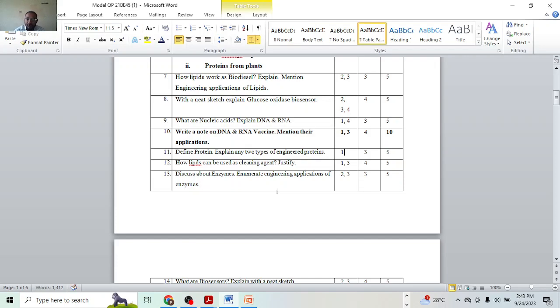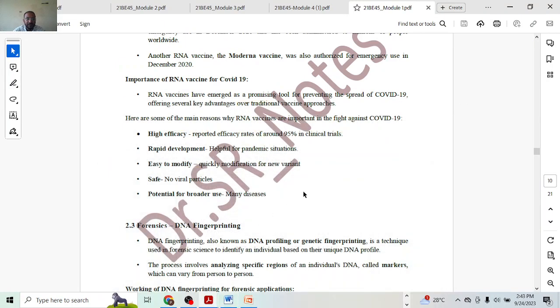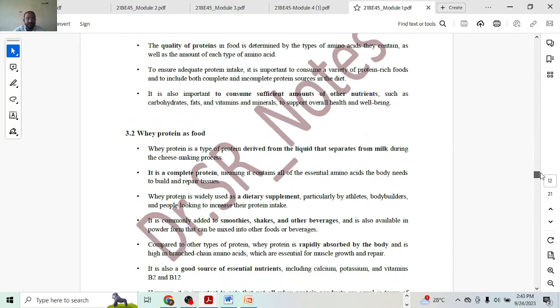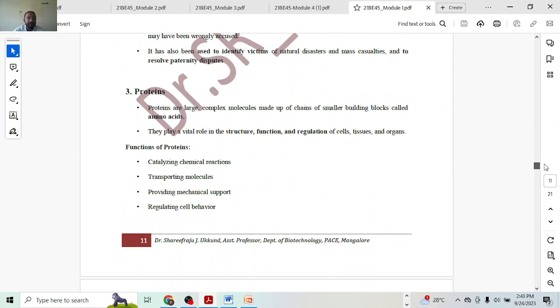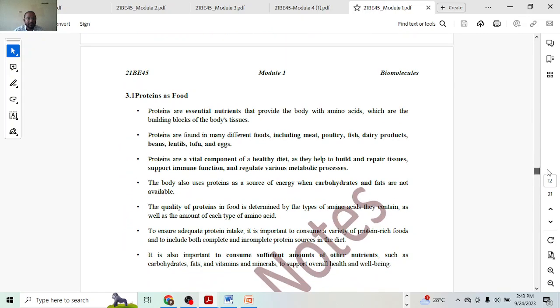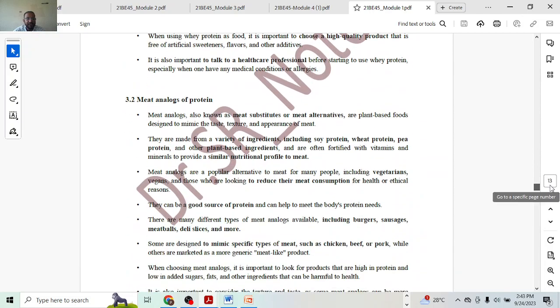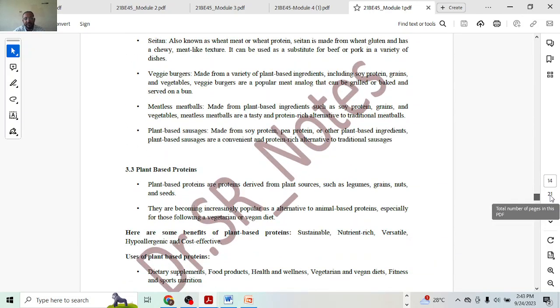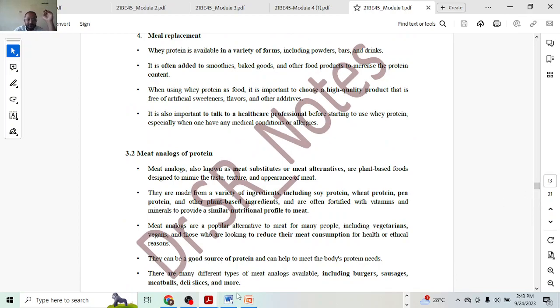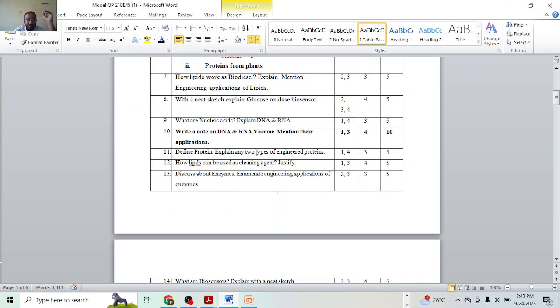Here you can see the CO of, since it is engineered proteins, you can go for 1 to 4, because you are going for multidisciplinary. So engineering of this, different types of this particular engineered proteins. Again, here you are going to talk about what are proteins. There are many proteins I have mentioned here. Protein as food is there, whey protein is there, and plant meat analog is there, as well as plant-based analog proteins. 3 proteins are there. You have to explain any 2. Okay, so explain any 2 types of the engineered proteins.